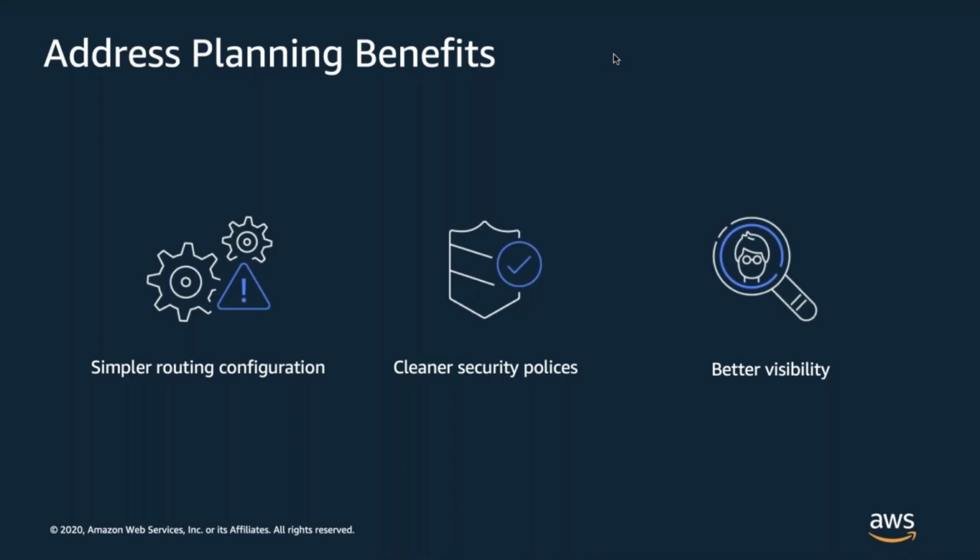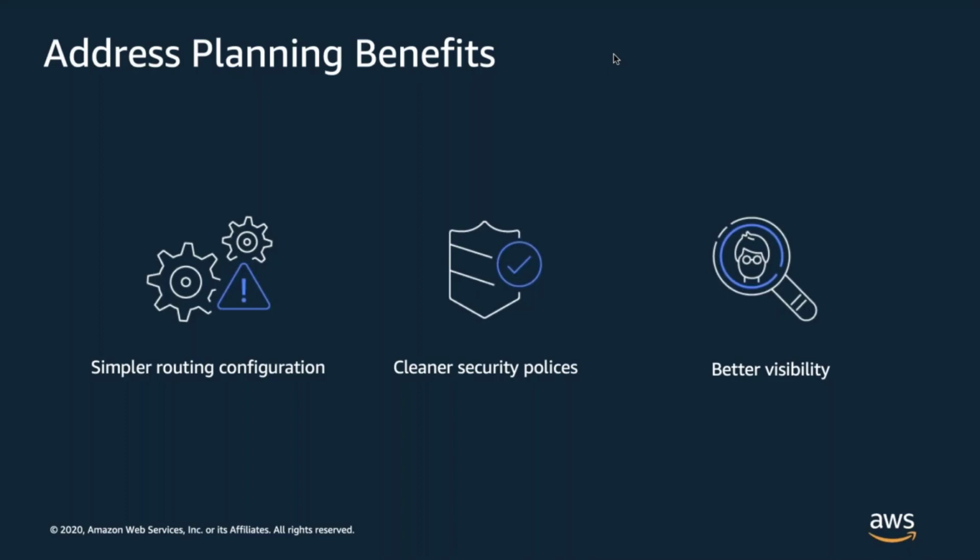Firstly, it will allow you to simplify your routing configuration. Anywhere you have static routes, being able to aggregate your ranges makes it a lot more simple. Also, with some environments, there might be some route limits on how many routes you can advertise in whichever direction. So again, being able to aggregate those routes is super helpful.